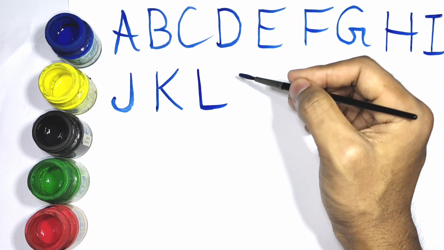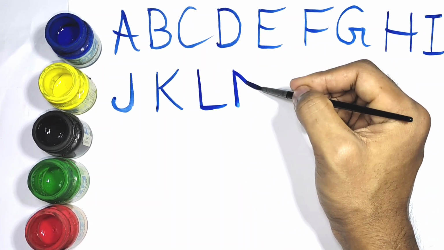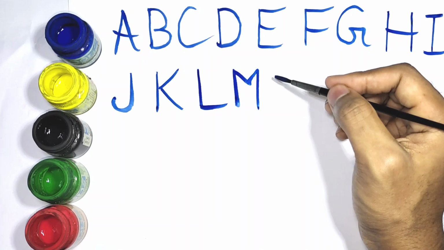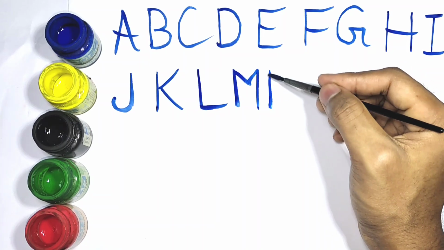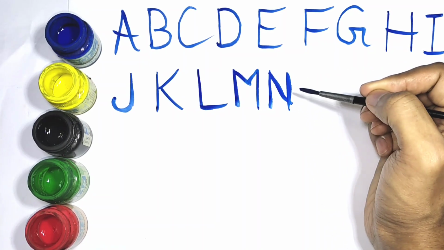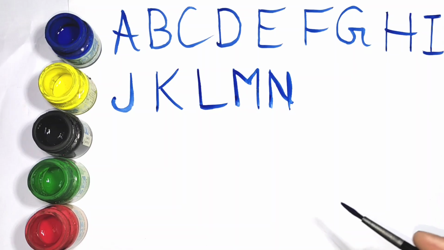Now we draw L. The next one is M. M for moon, M for mango. The next one is N. N for nose, N for nest.